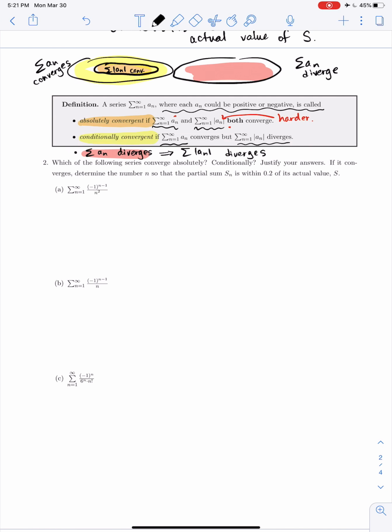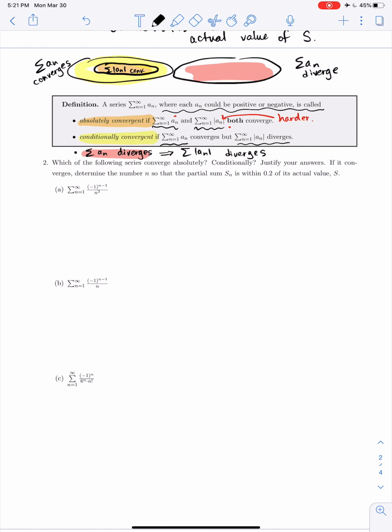Okay, let's get on with it. So the first example, we are asked to determine if this series converges absolutely. That would be the best possible scenario. That would be an orange category. We are asked then if it doesn't, does it converge conditionally? That would be in the yellow category. And then we'll justify those answers.